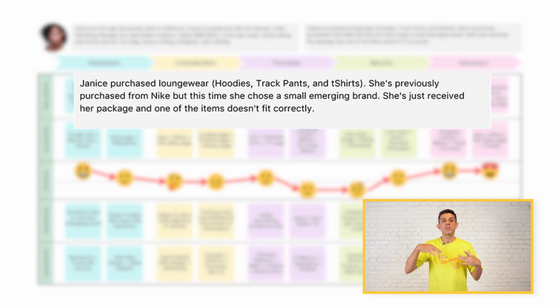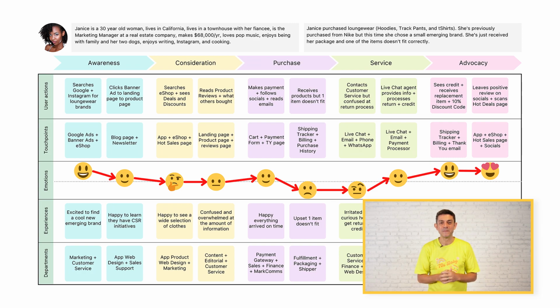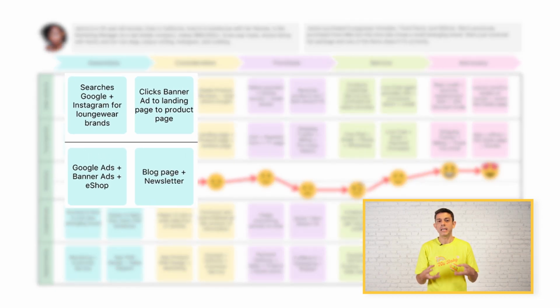So what she does is she goes online, she buys a few products like a hoodie, t-shirt, track pants, and then she feels excited and she waits for the products. The products arrive and one of the garments doesn't fit right. So now let's look at the journey of what this would be. Now, the first section that we look at is the awareness part of the customer journey map. This is actually how Janice has become aware of the brand.